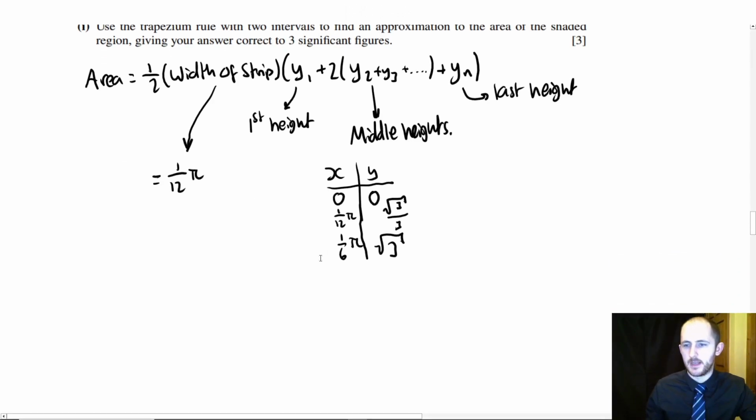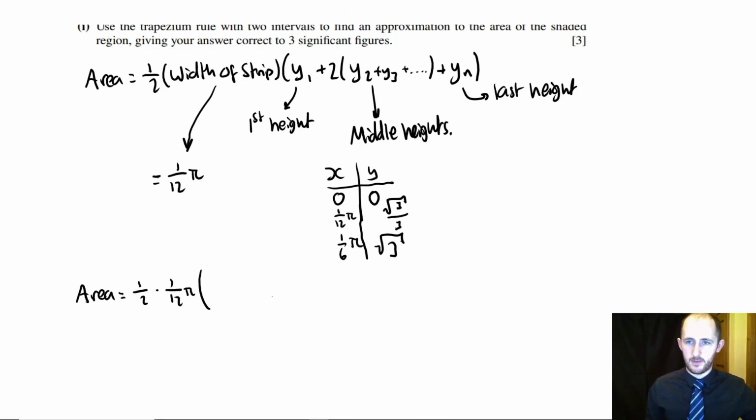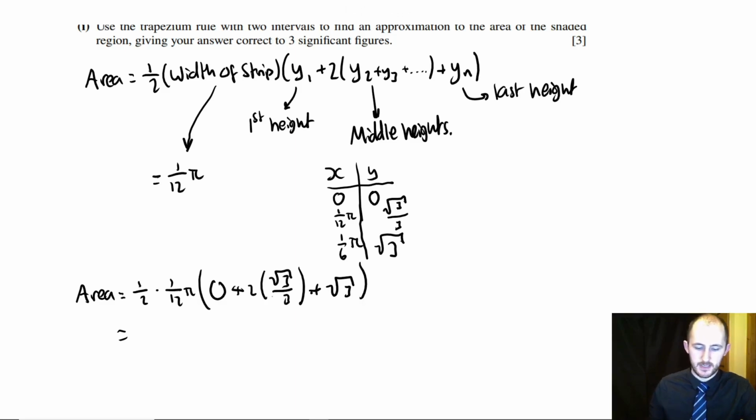And then all we need to do is sub in all of these values into our equation. So my area is going to be a half times 1 over 12 pi, open bracket, so I've done the width of the strip so far, y1, which is 0, plus 2, and the middle height, there's only one middle height, which is root 3 over 3, and plus root 3. And you enter all this in a calculator and you'll get your answer.